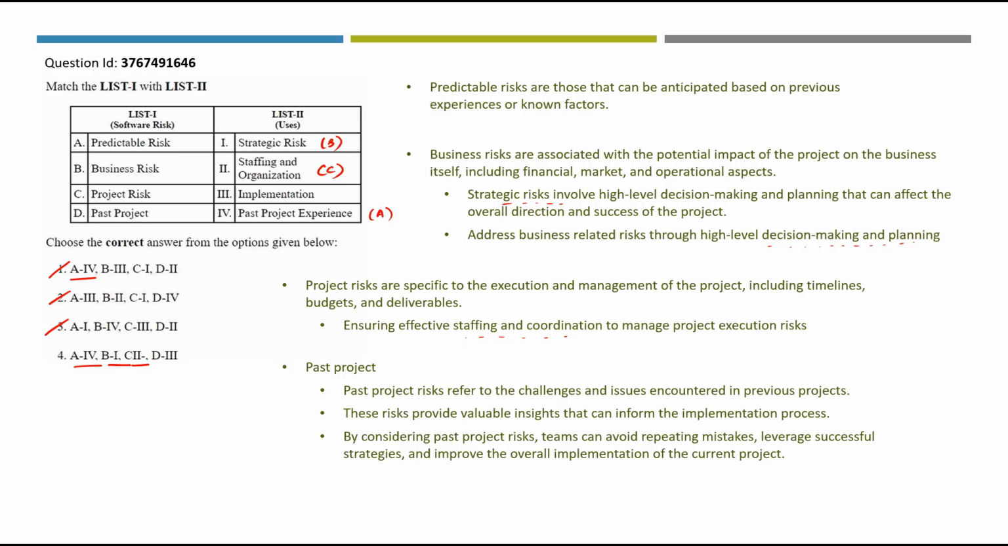What about past project? Past project risks refer to the challenges and issues encountered in previous projects. These risks provide valuable insights that can inform the implementation process. By considering past project risk, teams can avoid repeating mistakes, leverage successful strategies, and improve the overall implementation of the current project. So you can take it like past project will help you in implementing your new one. So D will be mapping to 3. D3 is available here. A4, B1, C2, D3. Option number 4 will be the right answer.